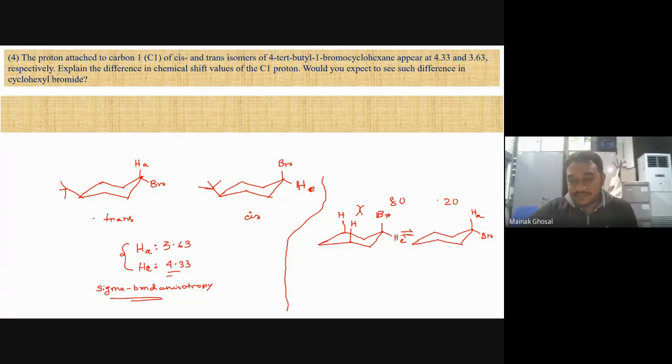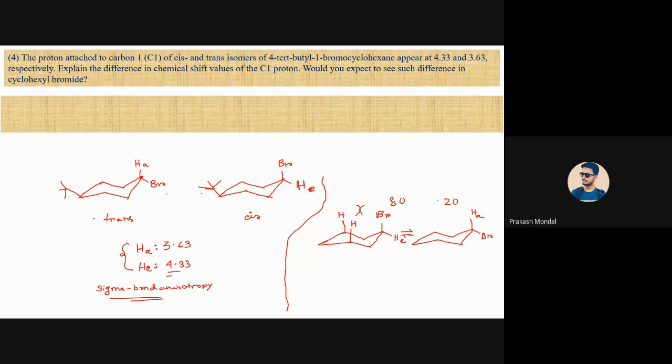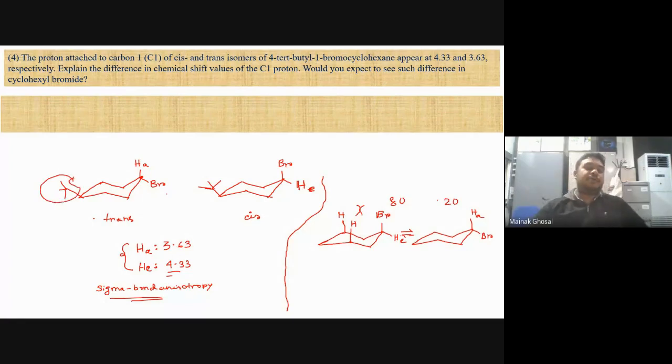So there is a conformational change as Prakash mentioned, and there is a chance of this conformational change here also. But why is there no conformational change happening here? Sir, due to the tertiary butyl group, this is a big group. Exactly. This tertiary butyl group is locking one conformation. In the presence of this tertiary butyl group, it cannot be put in the axial position because there will be severe 1,3-diaxial interaction. So you need to put it in the equatorial position, and then you can adjust the position of the other atoms.